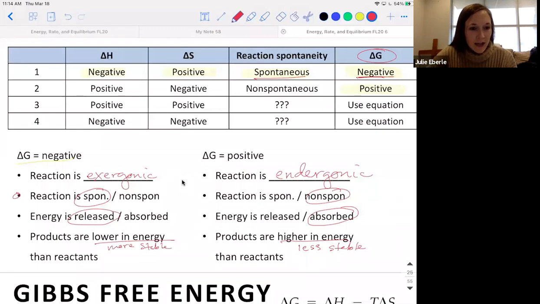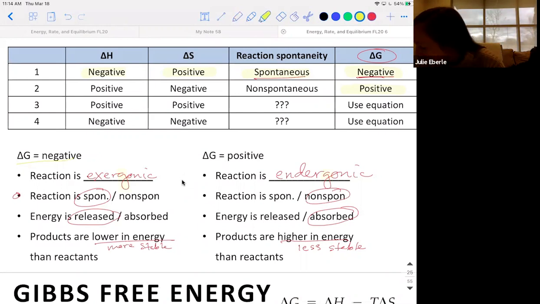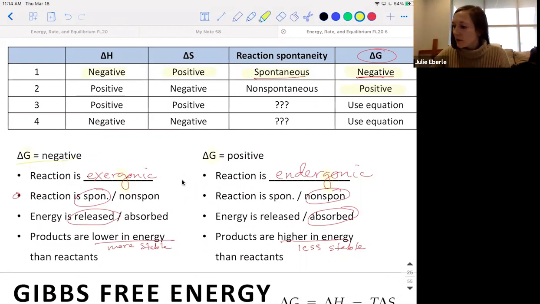Hey, I like this in the chat. Haley said, just remember, exergonic starts with G and Gibbs does too. Easier to keep straight. Look at that. I'm all about little things like that. I'm going to highlight the G. Okay, there. Remember the G. Thank you, Haley. I bet that helped a lot of people.